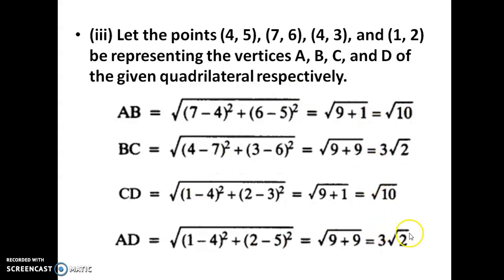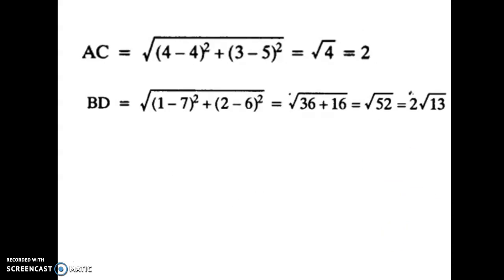What you observe here for the 4 sides, you see that the opposite sides are equal. So these two are equal, root 10, root 10. This is also opposite sides are equal. Then you will find the diagonal length. The diagonal lengths are different.